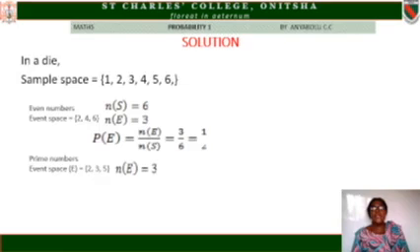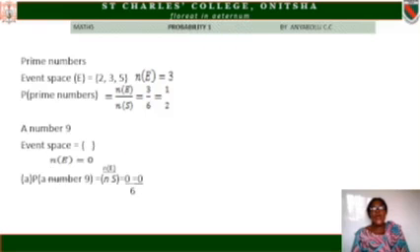In a die, the sample space is 1, 2, 3, 4, 5, and 6. Now n(S) equals 6. Even number, the event space is 2, 4, 6. n(E) equals 3. P(E) is now n(E) over n(S), which is 3 over 6, that is half. Prime numbers, event space 2, 3, and 5. n(E) equals 3. P of prime numbers is n(E) over n(S), that is 3 over 6, which is half.